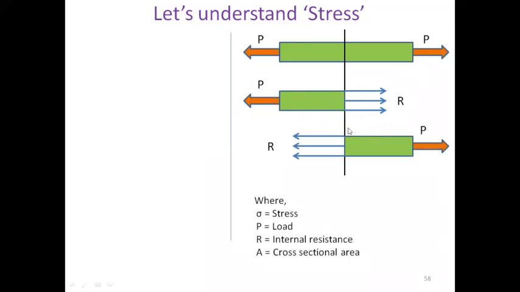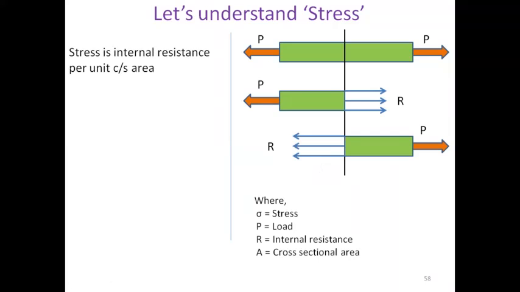In a similar way, now we have the lower image in which the right side of the bar is highlighted. Again, to balance this P which is acting to the right, the cut section will try to maintain the equilibrium, and to maintain it will offer a resistance denoted by R but with opposite sign. Means P is acting to the right, so the resistance will act to the left. Okay. So what is stress?